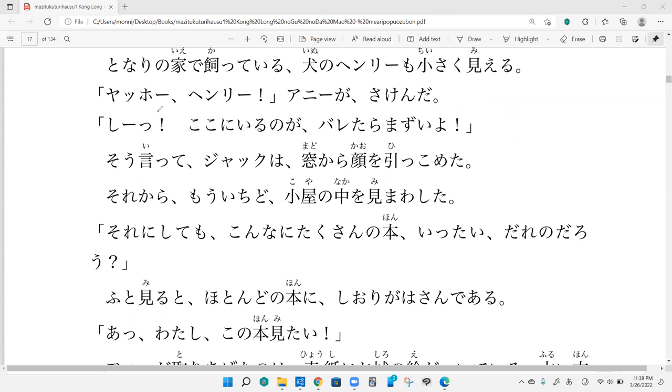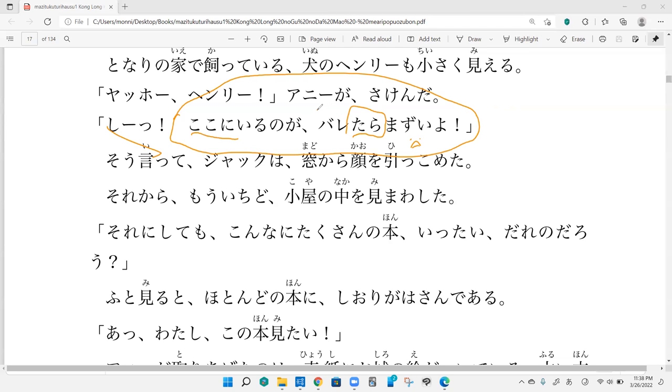So because of that, Jack goes, shh, and what does he continue after he shushes her? ここにいるのがバレたらまずいよ. So what does mazui mean? Mazui. It's kind of like, yeah, bad. It's like dangerous. Exactly. Or like, no, damn it.